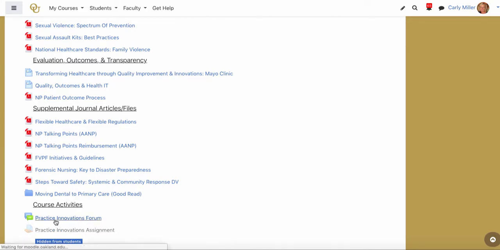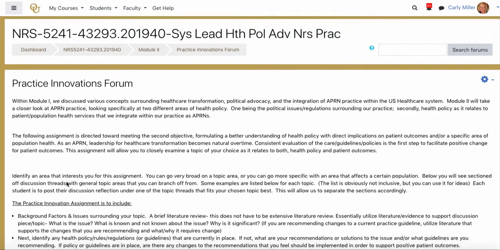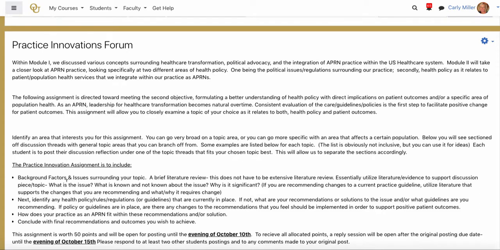In terms of the assignment for this, I did try to put in here objectives and look at areas you should think about with this. But like I mentioned at the beginning, in module 1, we kind of looked at healthcare transformation and advocacy from a broad perspective. So this module, we're taking a look at APN practice, and then specifically at two areas of health policy. I want you to really think about policy in terms of your practice as a clinician, and then the other one being health policy as it relates to population health or patient outcomes, essentially.